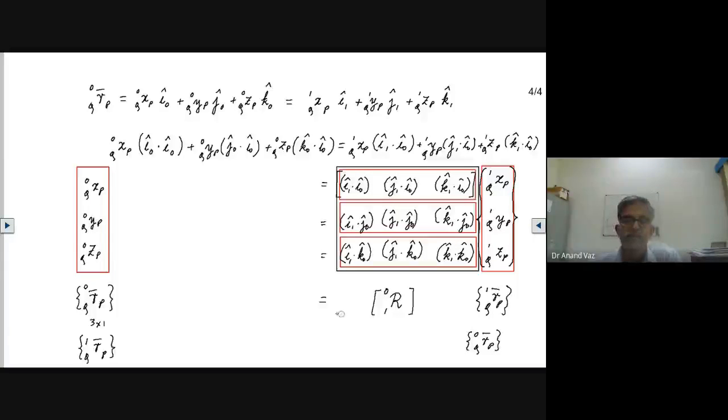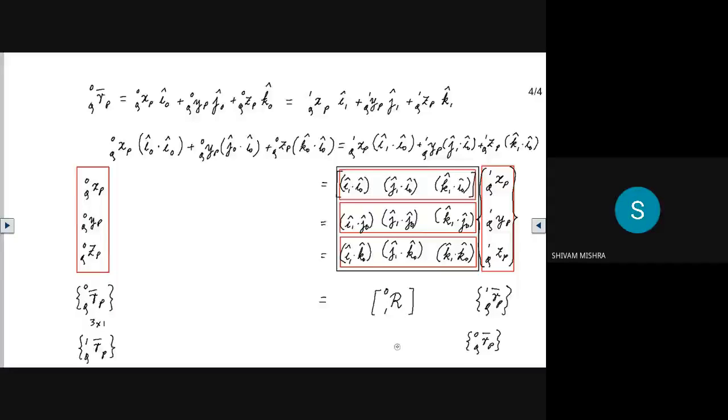From this relationship, it's very clear that we will have to just inverse this matrix, isn't it? So we can send this to the other side, pre-multiply it by the inverse. Do you agree? Yes, sir.